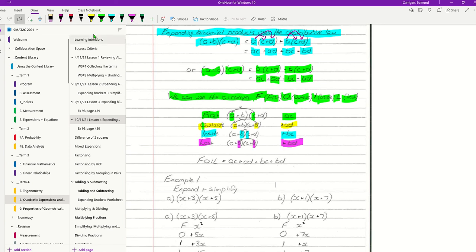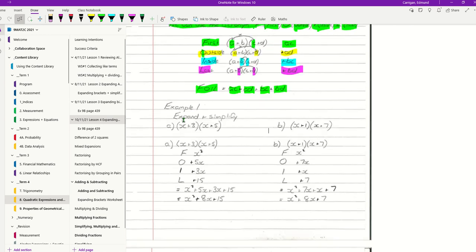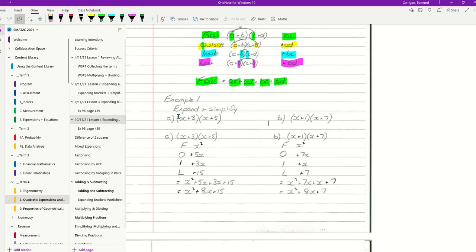Just like we did with our rectangle, we put all that together and we get FOIL. FOIL is equal to first plus outside plus inside plus last: AC plus AD plus BC plus BD, which is exactly what we got yesterday with our area method.